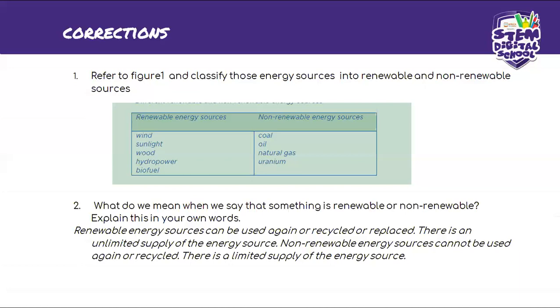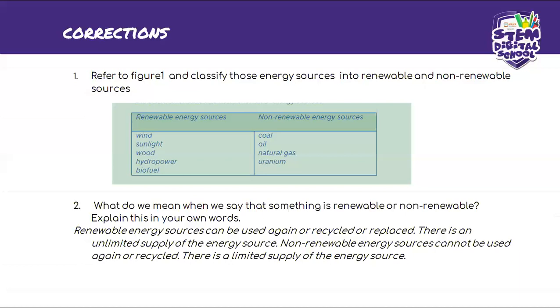Let's go to question two. Question two was saying, what do we mean when we say that something is renewable or non-renewable? Explain this in your own way. Okay. Now, renewable energy sources can be used again or recycled. There is an unlimited supply of the energy source. Non-renewable sources cannot be used again or recycled. There is a limited supply of the energy source.